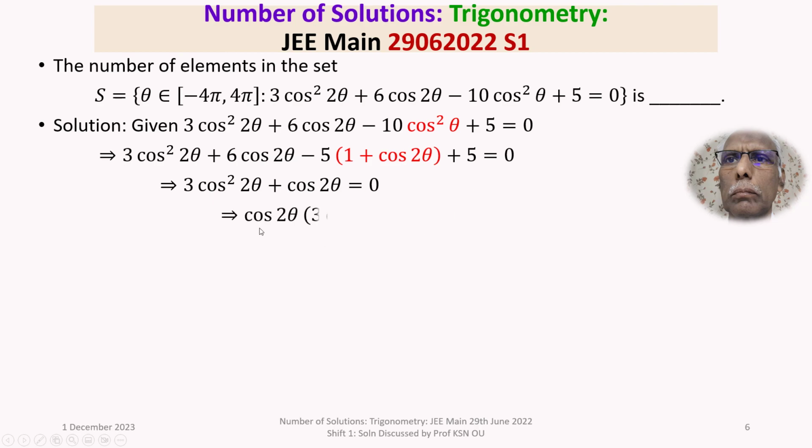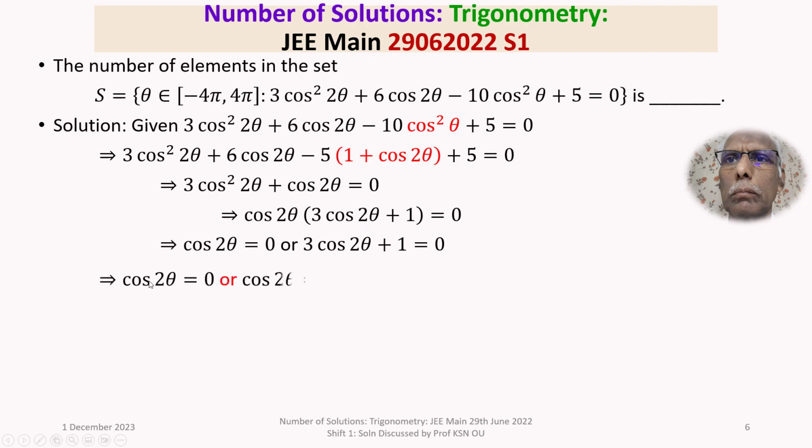Factorize. Cos 2 theta multiplied by, in brackets, 3 cos 2 theta plus 1 is equal to 0. This will imply cos 2 theta is equal to 0 or 3 cos 2 theta plus 1 is equal to 0. This implies cos 2 theta is equal to 0 or cos 2 theta is equal to minus 1 by 3.